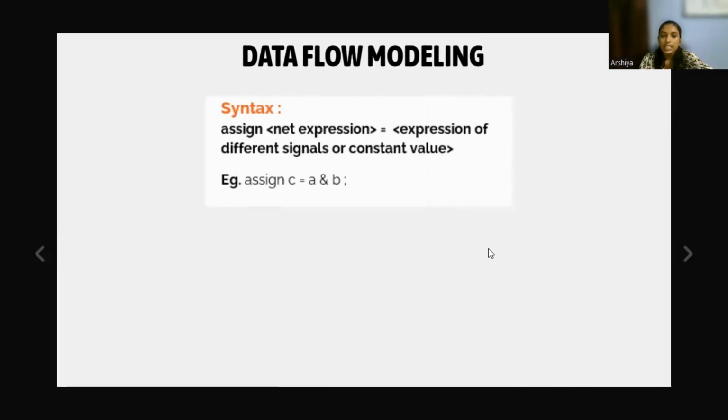Data flow modeling syntax. Assign net expression equals expression of different signals or constant values. For example, assign C equals A and B, which is for AND gate.